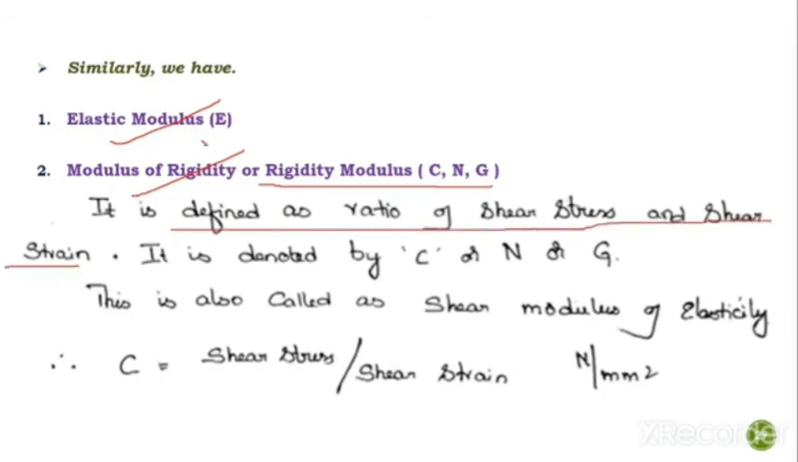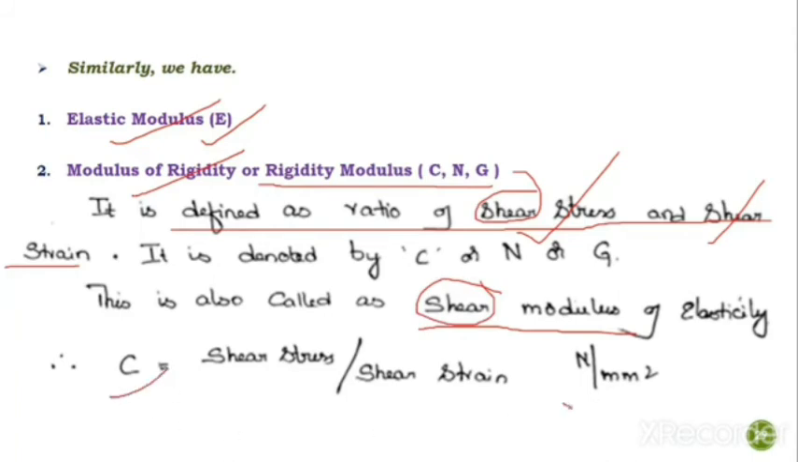As you know, E is equal to tensile stress by tensile strain or compressive stress by compressive strain. But here, modulus of rigidity or rigidity modulus is nothing but shear stress divided by shear strain. So this is also called shear modulus of elasticity because it is the ratio of shear stress to shear strain. You have the same units, right? Stress by strain. Strain has no units, so C has the units of stress.